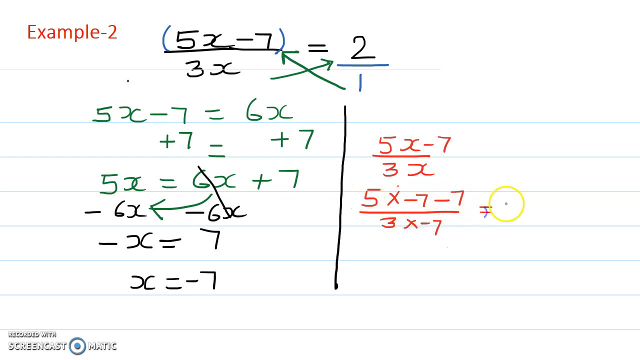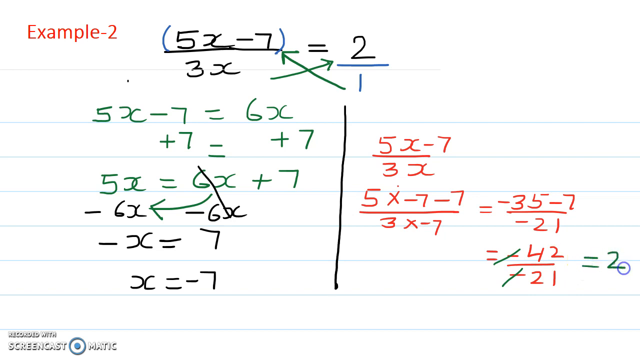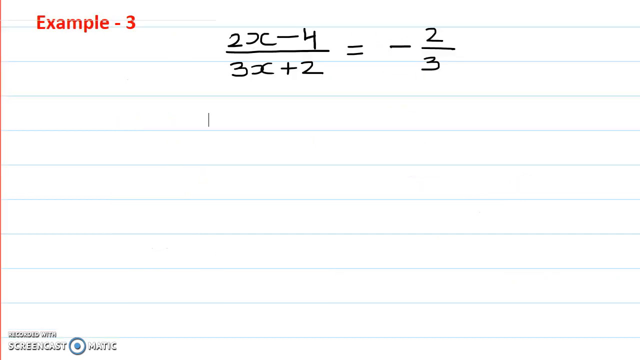So 5 times minus 7 is minus 35. Then it is minus 7 and it is minus 21. Minus 35 and minus 7, if you add them, it will be minus 42 and minus 21. And you can easily cancel this minus sign, top minus sign with bottom sign. And 42 divided by 21 is 2. So this is our working, and our answer is right. Let's move on for the next question.